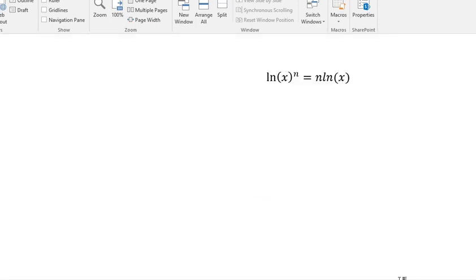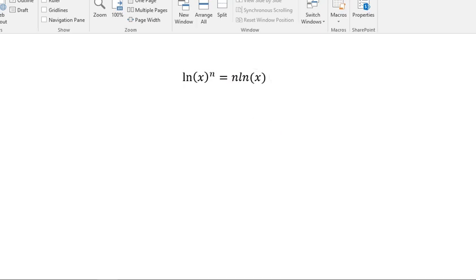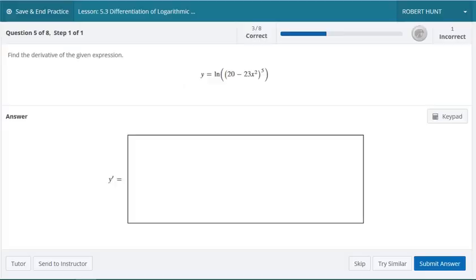Okay, so there's our rule. Basically what it's saying is the exponent on the argument can move out in front as a coefficient. Why do I say that here? Well, if you look at this problem, we could do that. We could take this 5 and stick it out in front of the log.